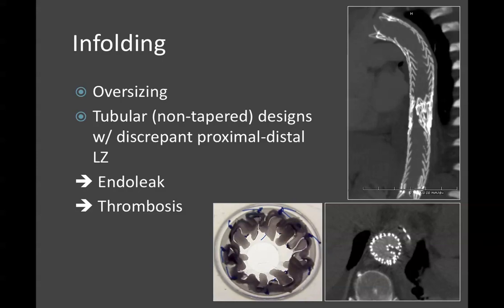Infolding, you saw some example of this by the previous speakers, again, related to oversizing. This is an example of a mid-descending infolding. This occurred in the case of a dissection, simply because some of the true lumens can be quite narrow, and it can occur in a gross manner as well as so-called micro-infolding. You can see that in this kind of a glass model.